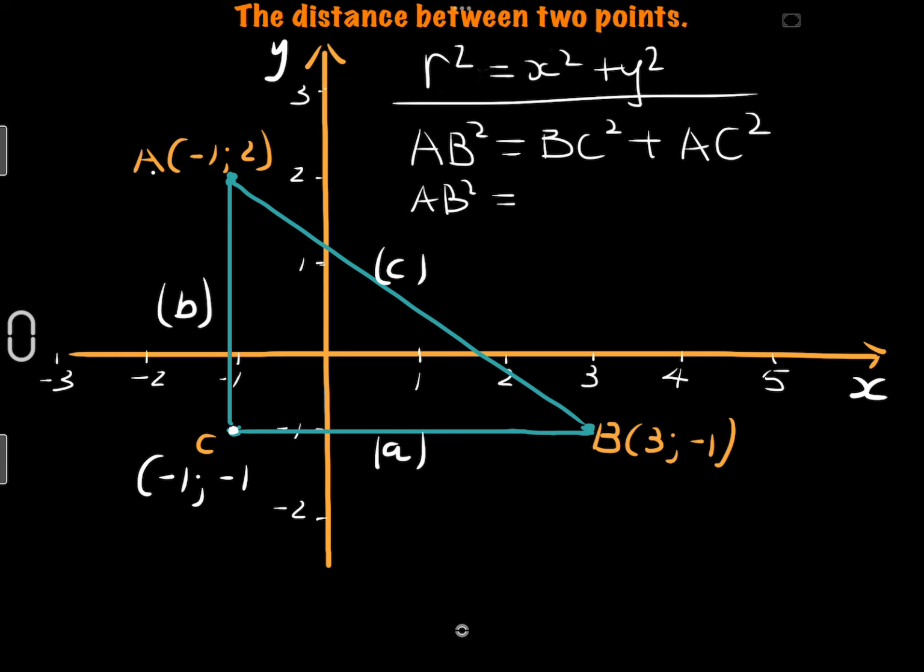Now by substitution, AB we don't know what it is, so we make it the subject of the formula. BC squared, we look at BC, this side here, we are not actually given that side. Now, before we even move on to this, we need to find the distance. You used to use the distance formula.